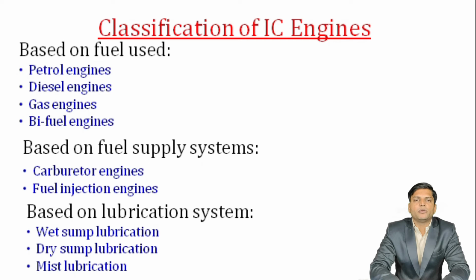For example, petrol plus CNG car or diesel plus biodiesel car. And the normal petrol and diesel car we know. In the third classification, it is done based on the fuel supply system: the carburetor engine and fuel injection engine.